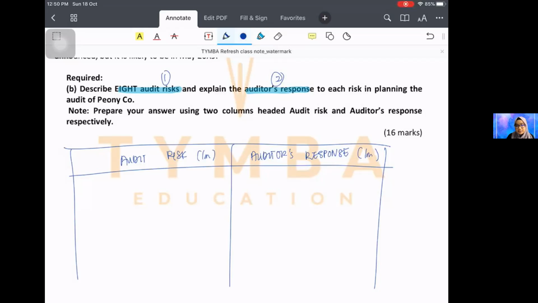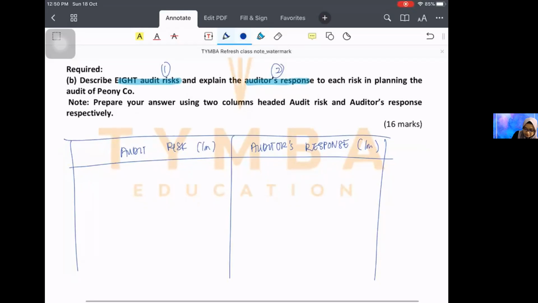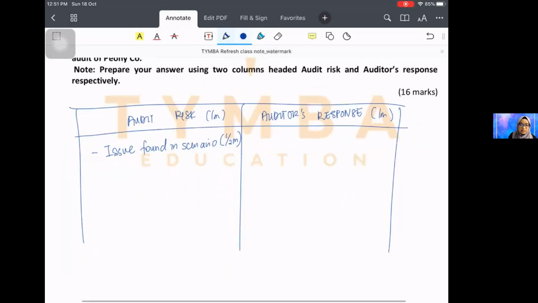Okay, now let's move to the techniques to answer audit risk and auditor's response. So for audit risk, you get 1 mark. So how to get 1 mark? Very simple. First, you write the issue found in the scenario. So just by writing the issue, you already get the first half mark. You can write the full sentence from the scenario, or if you want to make it your own sentence, you can, but please do not miss out the points. The points are very important for you to get the first half mark.